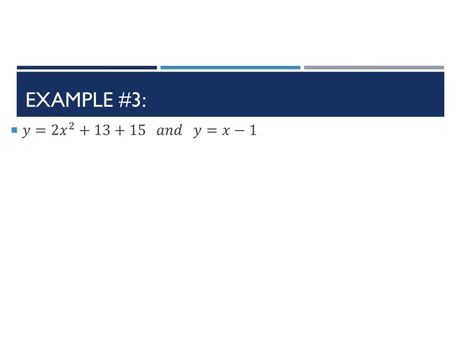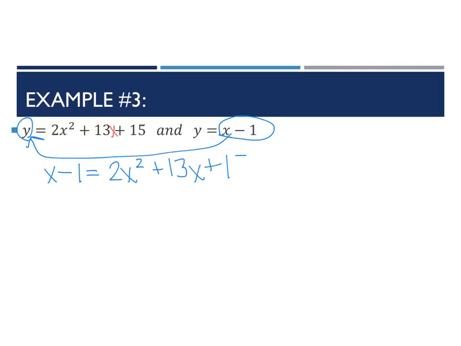Example 3 will be worked just like example 2. I do believe there's a typo in this one though, so let's add an x in so that we have a linear term there: 2x squared plus 13x plus 15. Okay, so here we go. Usually this is the easiest one. Plug that in for that y value and write them equal to each other basically. So x minus 1 equals 2x squared plus 13x plus 15.